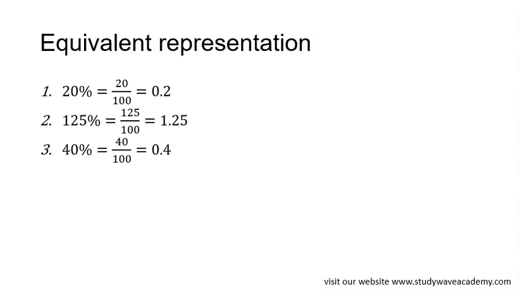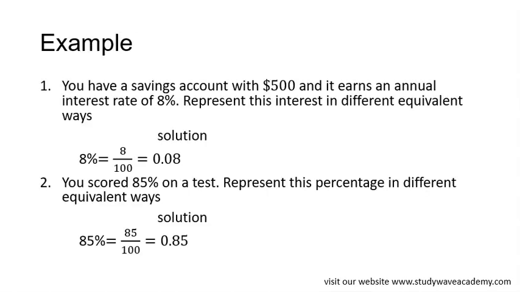Now let's look at a word problem on equivalent representation. Okay? You have a savings account with $500 and it earns an annual interest rate of 8%. Represent this interest in different equivalent ways. So we have 8% here. We have to represent this interest in different equivalent ways. So 8% can be written as 8 over 100, right? And it can also be written as 0.08.